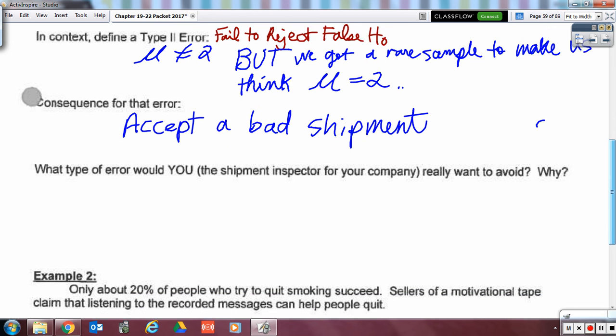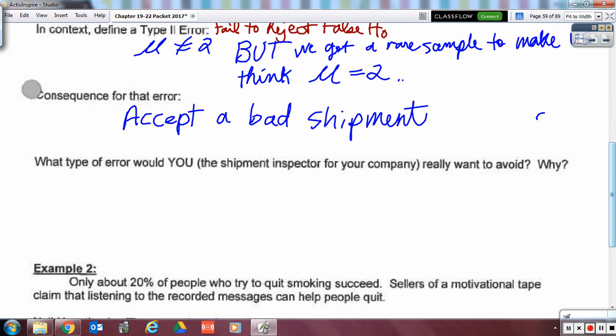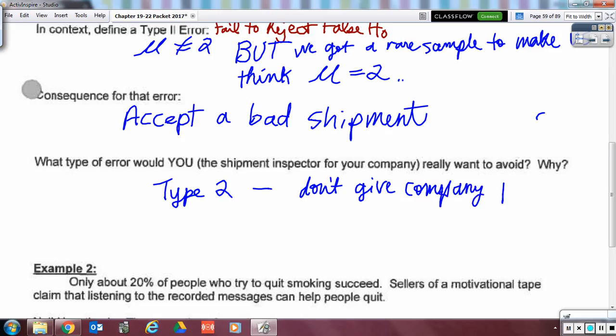But anyway, what type of error would you, the shipment inspector for your company, really want to avoid? Why? Yeah, so you don't lose your job. How about that? So you don't give your company bad parts. What if this is like brake parts?